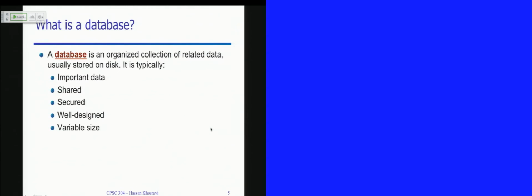A database is an organized collection of related data, usually stored on disk. It's typically important, and important is subjective, but the person who's keeping it thinks it's important. It's usually shared between different users using that information. It's secure, so you want to keep it secure. It's well designed, so there's not a lot of redundancy in what you're storing. And it could be variable in size. You could have a database for a university and keep 5 students or 5 million students, and it should be able to handle both of these.